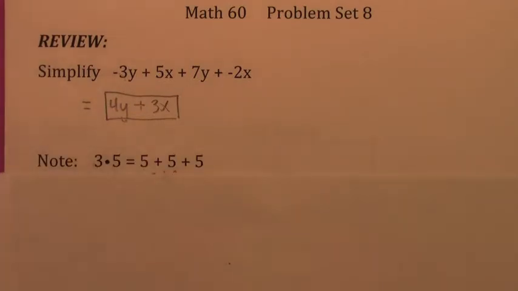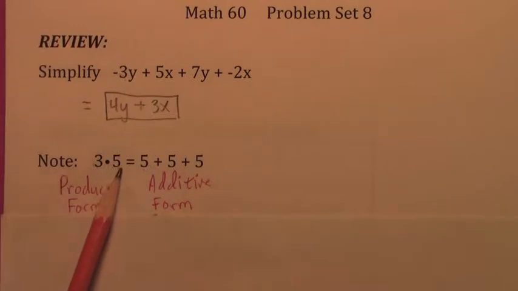When you multiply two integers together, let's first of all assume they're both positive. 3 times 5. 3 times 5 is 15, and that's also 5 plus 5 plus 5. These two things are equal, right? And that's how we define the multiplication. In fact, whenever you have a number times another number, that's called product form. One number times another. The first number tells you how many times the second number is added to itself. This is called additive form.